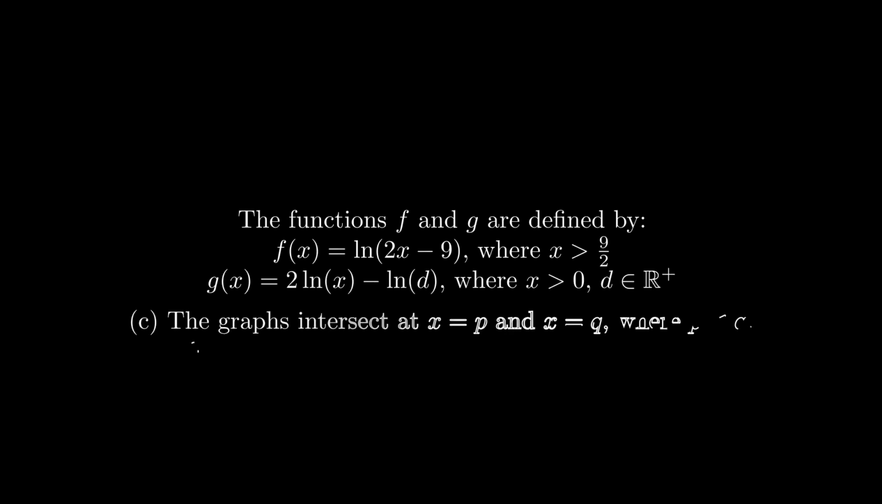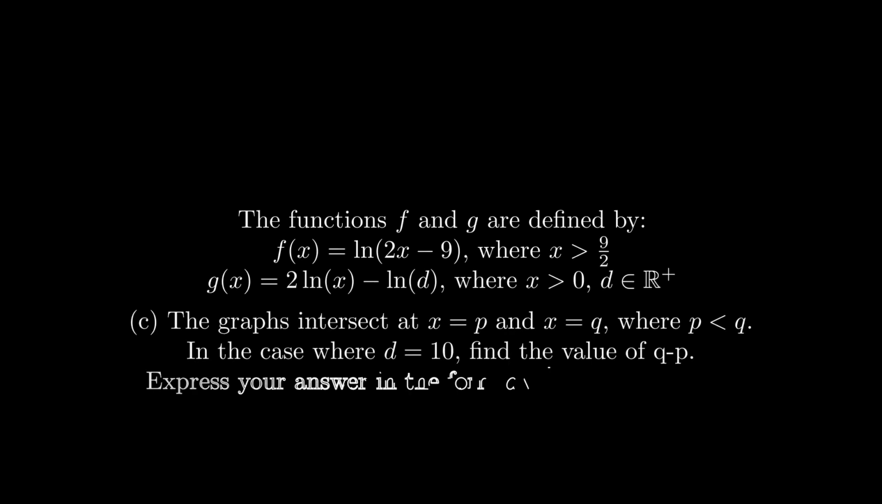Finally, for part C, we're told that the graphs intersect at x is equal to p and x is equal to q, where p is less than q. And we're told that in the case where d is equal to 10, what would be the value of q minus p? So what would be the difference between those 2 points? And we're asked to express our answer in the form a square root b, where a and b are positive real numbers.